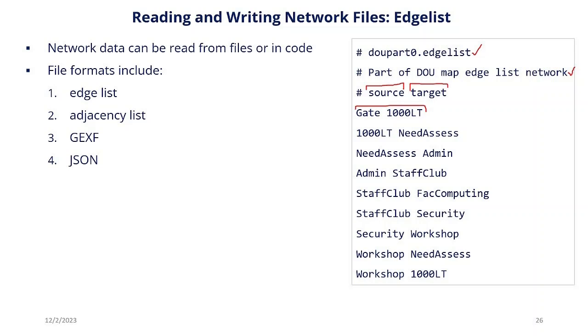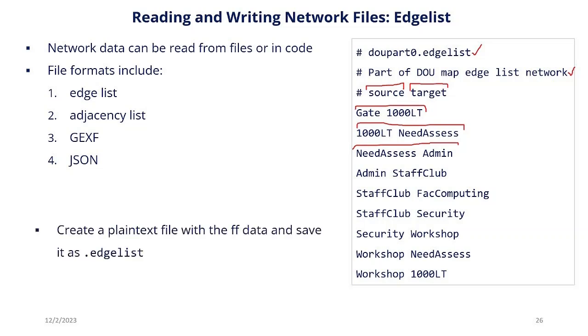So here we have a set of vertices. Just vertices alone describe the file, or we can say a combination of two vertices makes an edge. So what we actually have here is a list of edges. From gate to the 1000 lecture theater is an edge. It just tells you that this edge is connecting the gate to the 1000 lecture theater. And then from there we'll go to needs assessment, and from needs assessment to admin block, just like that. And we'll learn how to read this file in our NetworkX and plot the graph.